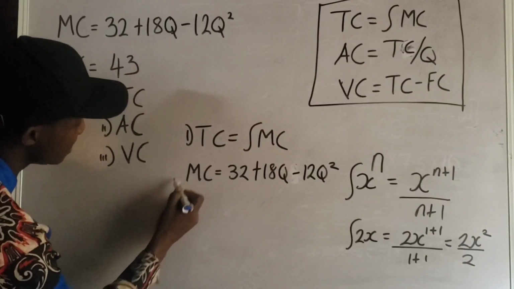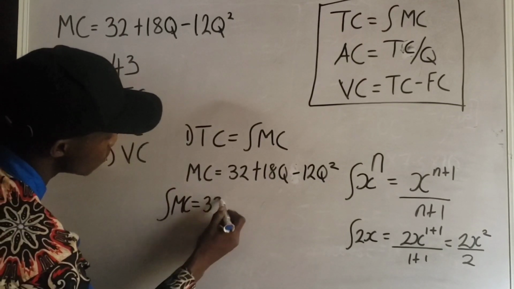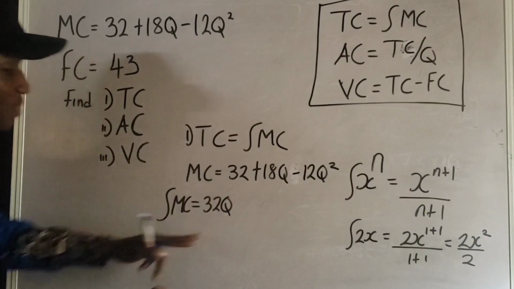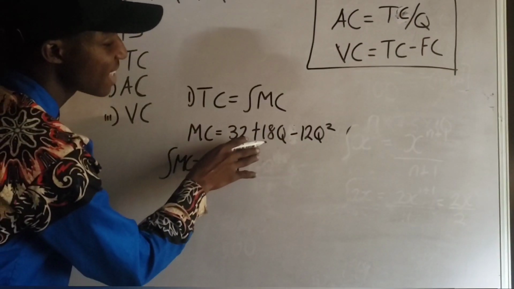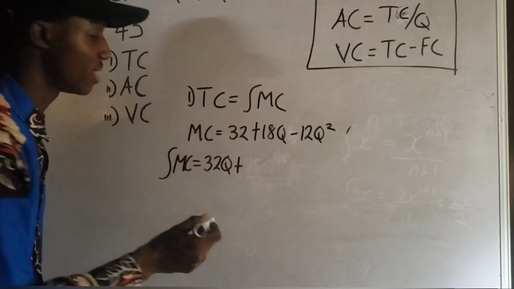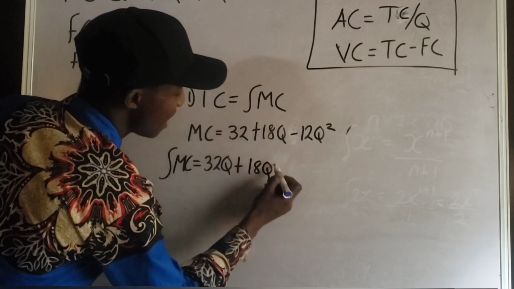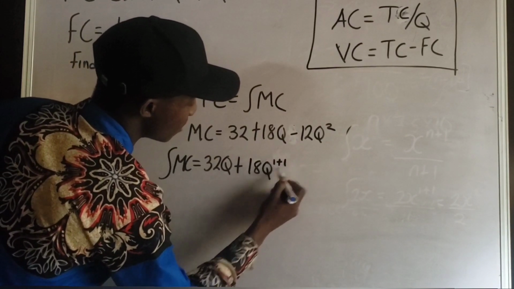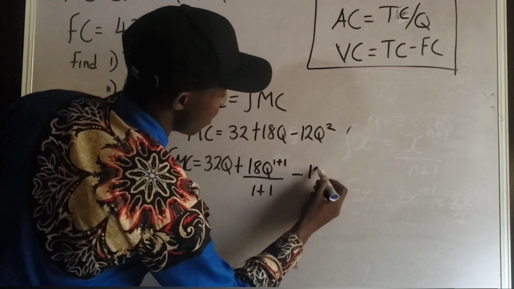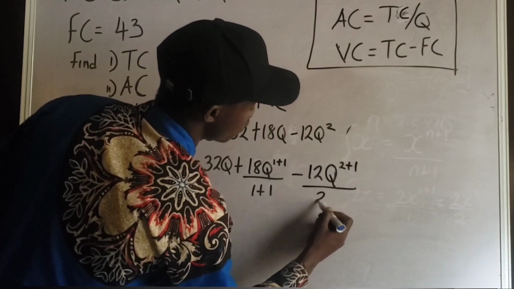So if I want to integrate this marginal cost, I'm going to have the integral of MC is equal to 32q, because this is a constant, it's only going to take the value of q, plus if I integrate 18q, this q is also the same thing as q raised to the power of 1. So if I want to integrate 18q, I'm going to add one to the power, all over 1 plus 1, minus 12q raised to the power of 2 plus 1 all over 2 plus 1.